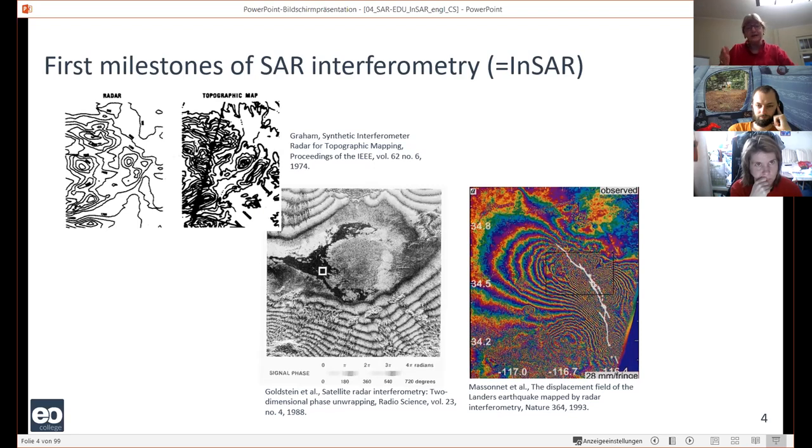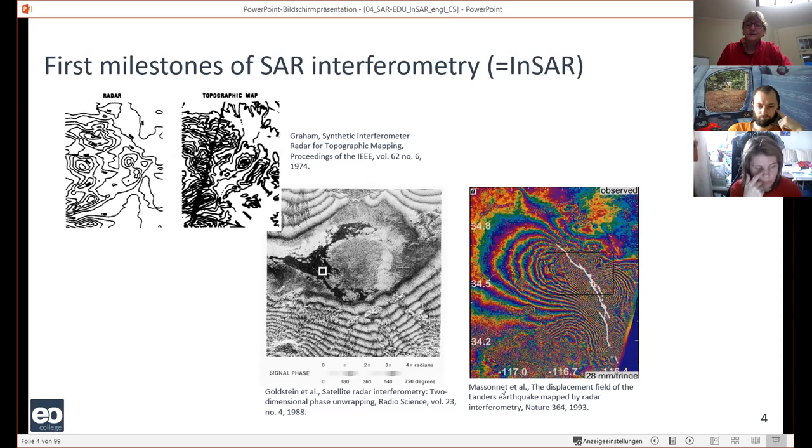Repeat pass means one image, and then waiting until ERS-1 came back, which for ERS-1 was a repeat orbit of 33 days. So waiting until it came back to the same location, the next image was taken and an interferogram was built. But what you are seeing here is actually not an interferogram with which you produce an elevation model. It is an interferogram of an earthquake. It's a so-called differential interferogram. It shows the magnitude and the displacement of an earthquake.